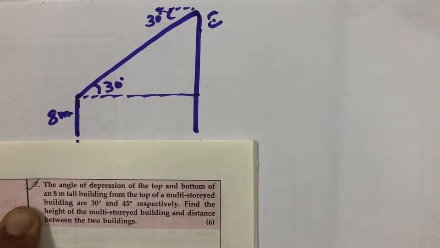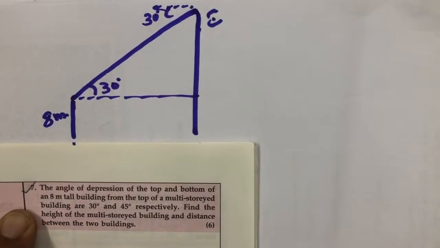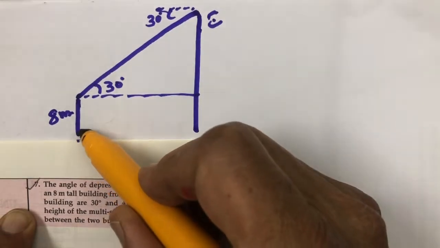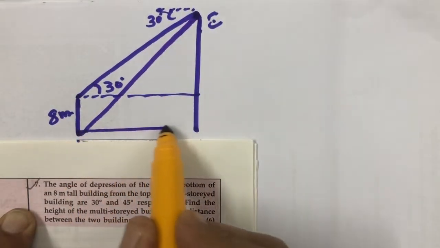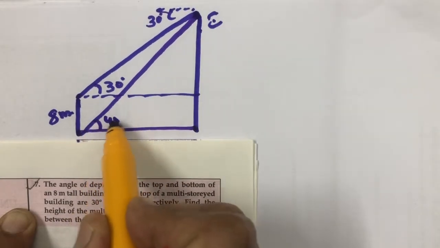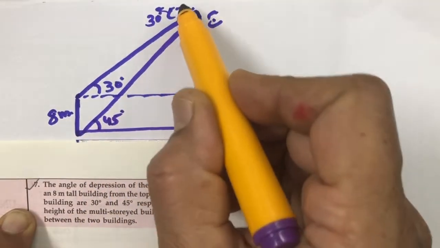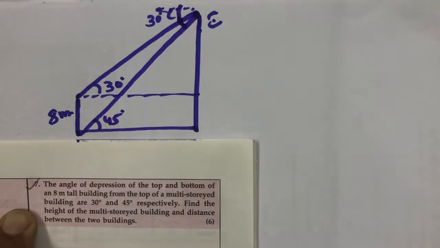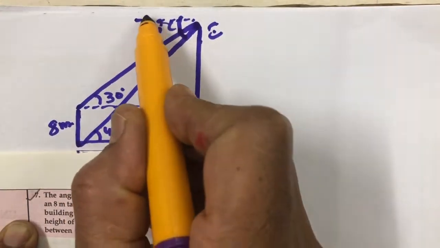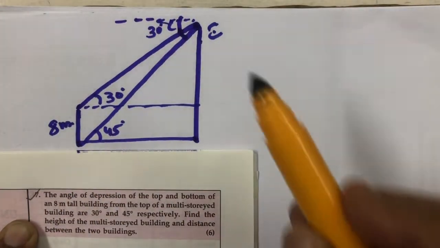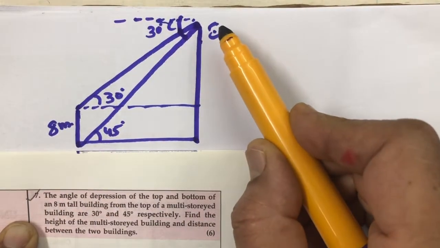Angle of depression, the first angle. And to the bottom, this one is 45 degrees. This angle is 45, this one is also 45. Whenever it is a question based on depression, always make this dotted line, very important. It makes it very clear that your eye level is here.